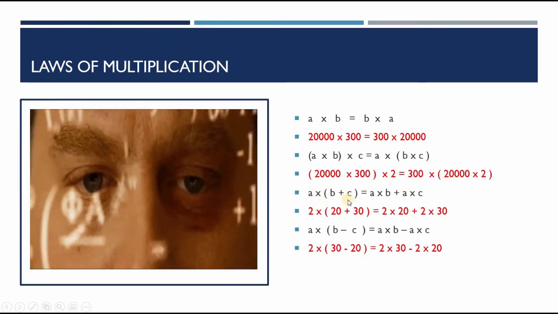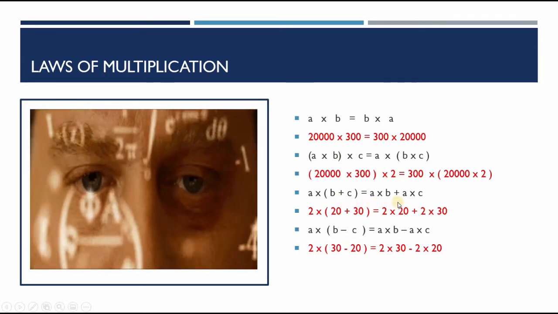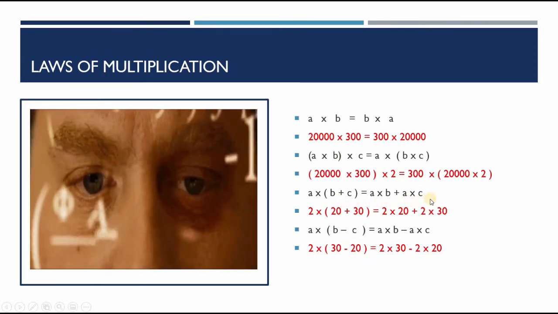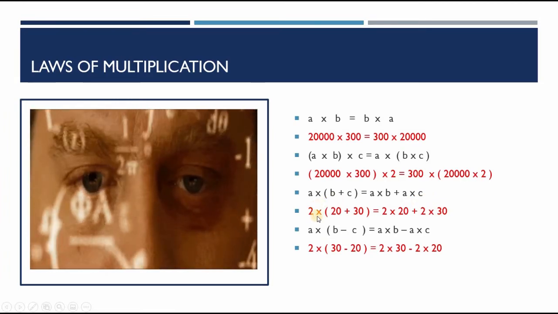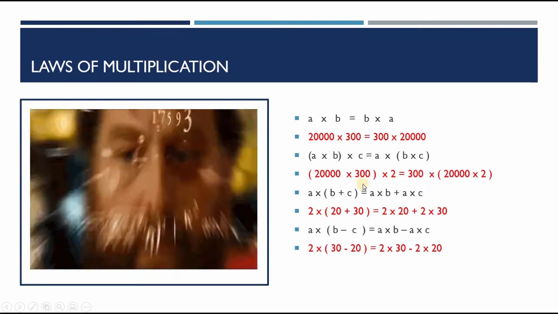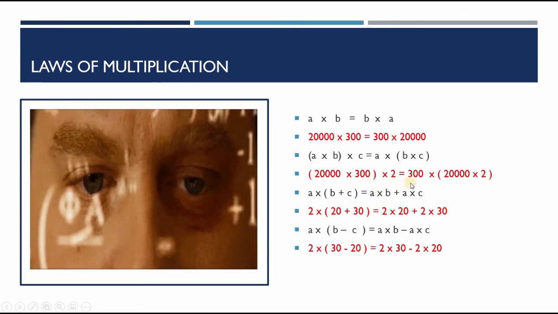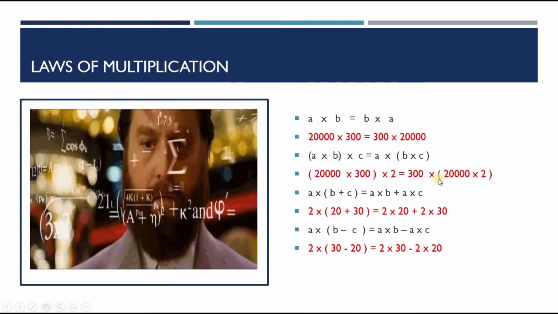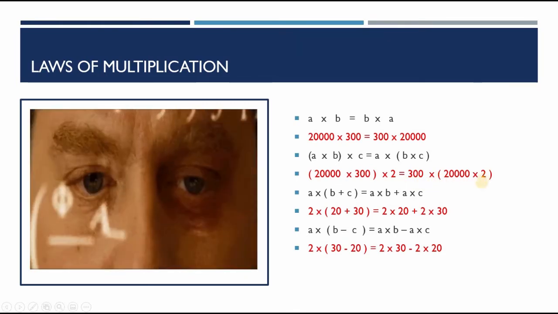A multiply B multiply C is equal to A multiply B multiply C, in any order. For example, 20,000 multiply 300 multiply 2 is equal to 300 multiply 20,000 multiply 2.